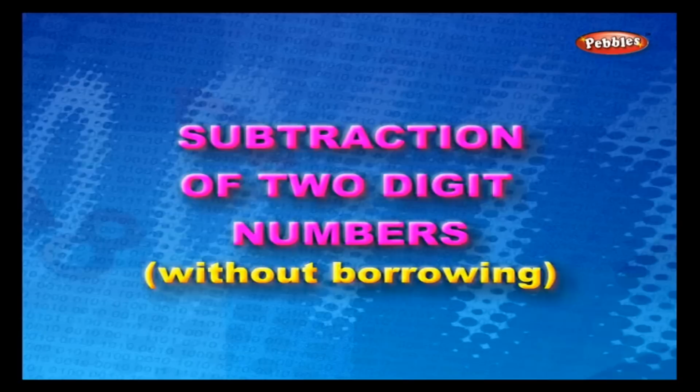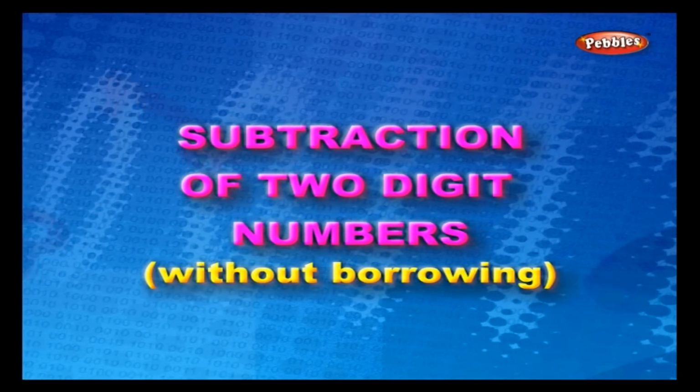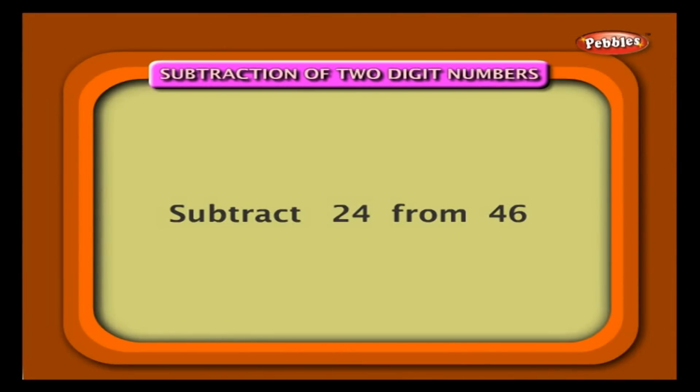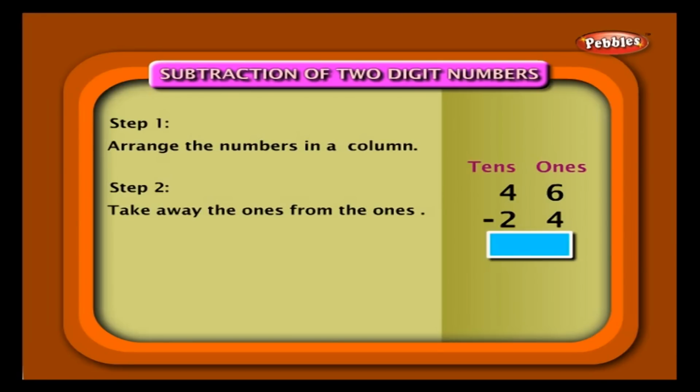Subtraction. Subtraction of two-digit numbers without borrowing. Example, subtract 24 from 46. Step 1. Arrange the numbers in a column. Step 2. Take away the ones from the ones. Take away 4 from 6. We get 2. Write 2 below the ones column.